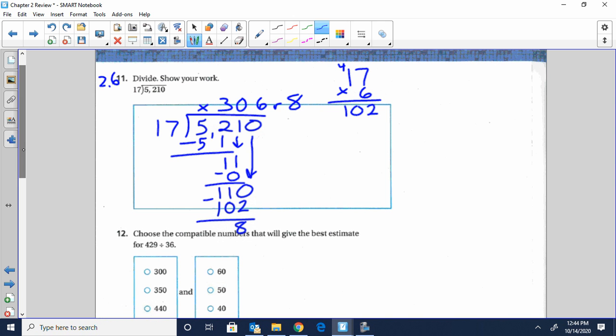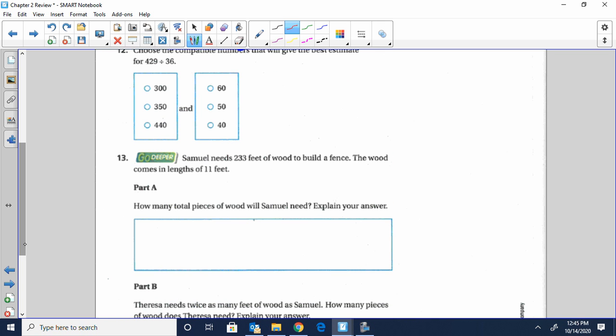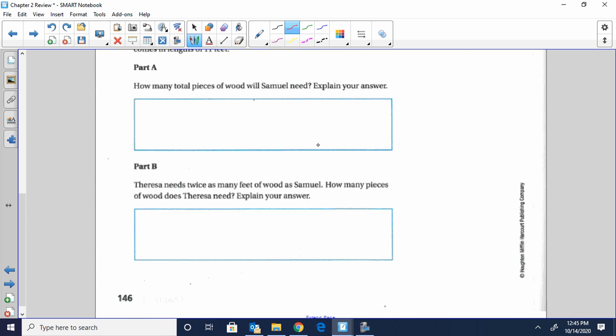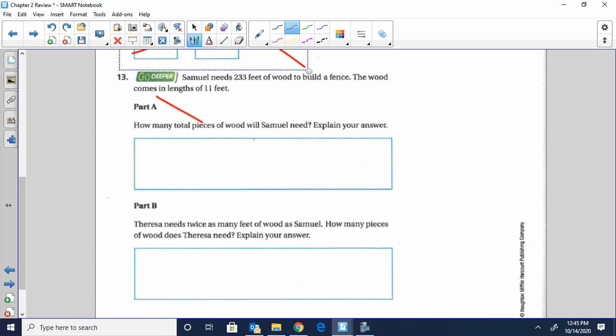If we were unsure, we could always check our work by taking the quotient times the divisor plus the remainder, then that will give us our dividend. Question number 12, you may cross off. Question number 13, you can also cross off. Both parts A and B.